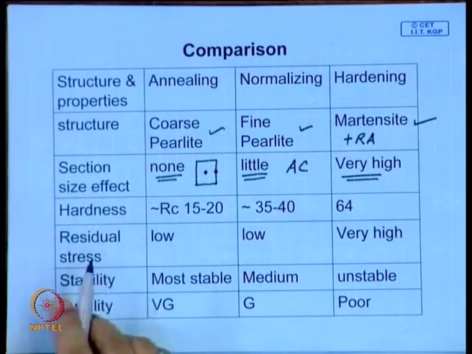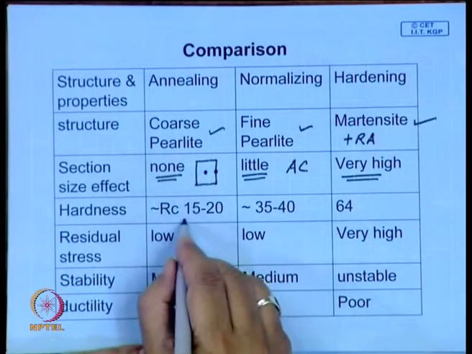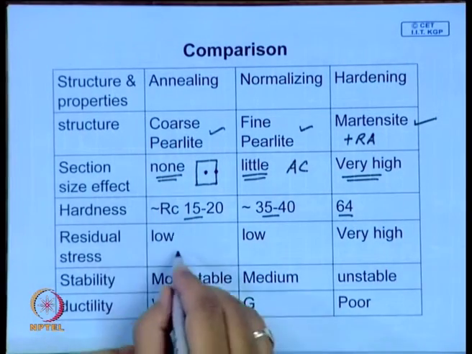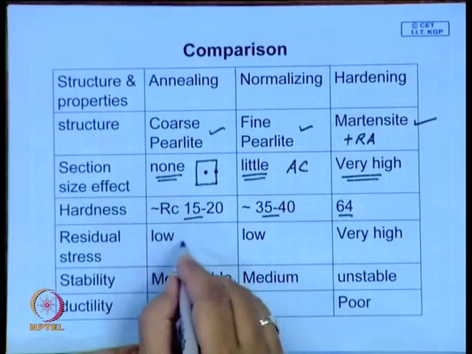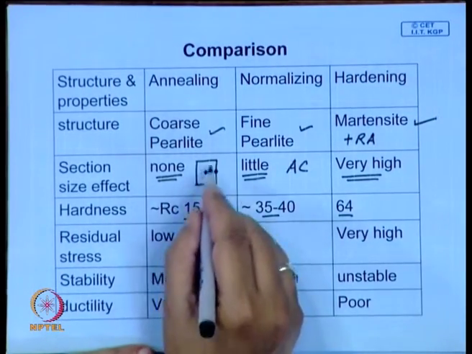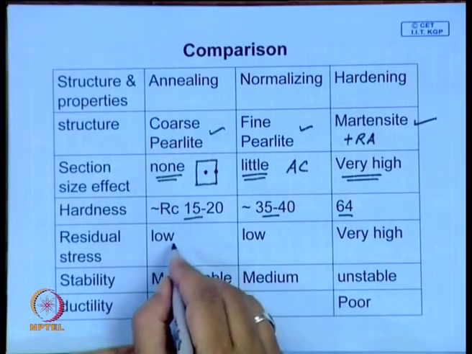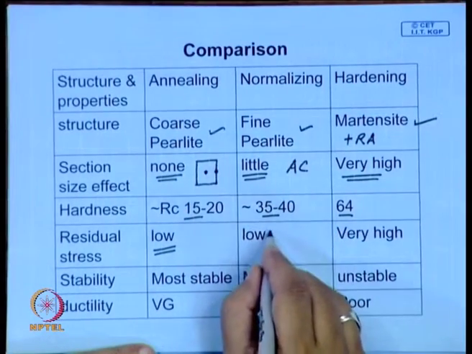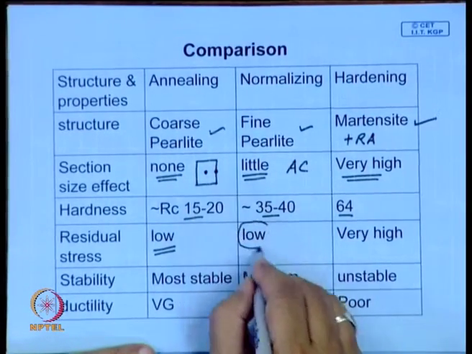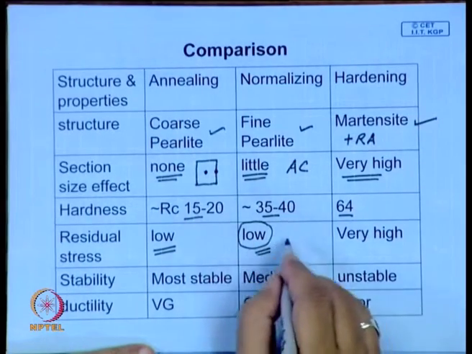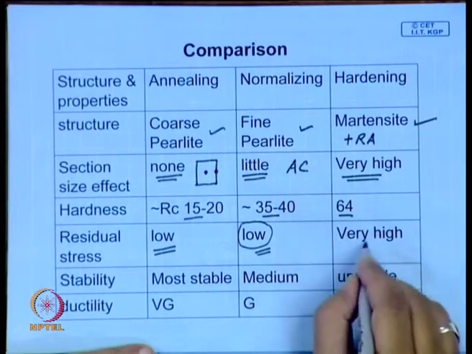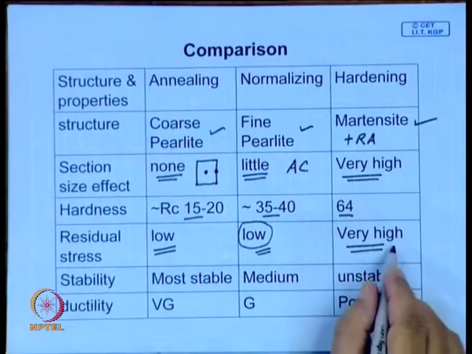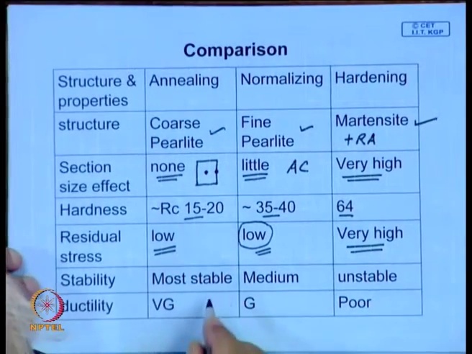So, therefore, this will have a good section size effect. The hardnesses which are mentioned are rough guidelines. Another reason is residual stress, since here the thermal gradient is very low. So, therefore, you do not get any residual stress here, but in normalizing, depending on the section size, it is normally low, but if the job is large, then there is a possibility there may be some amount, whereas in hardening you may land up with very high residual stresses.